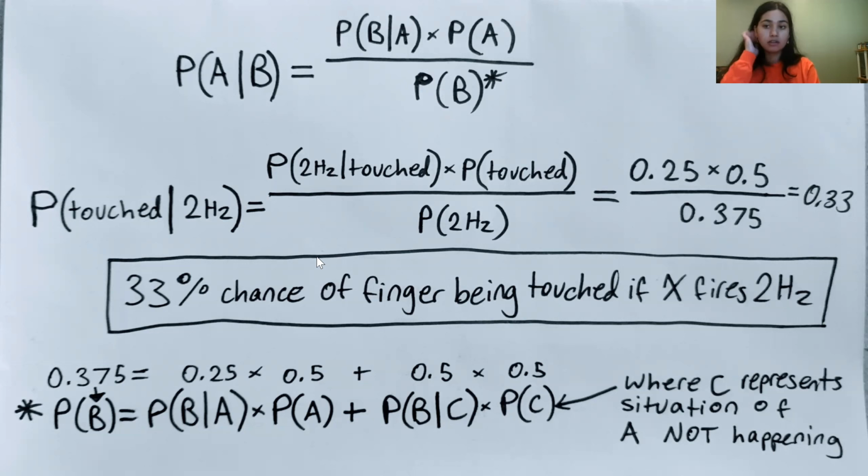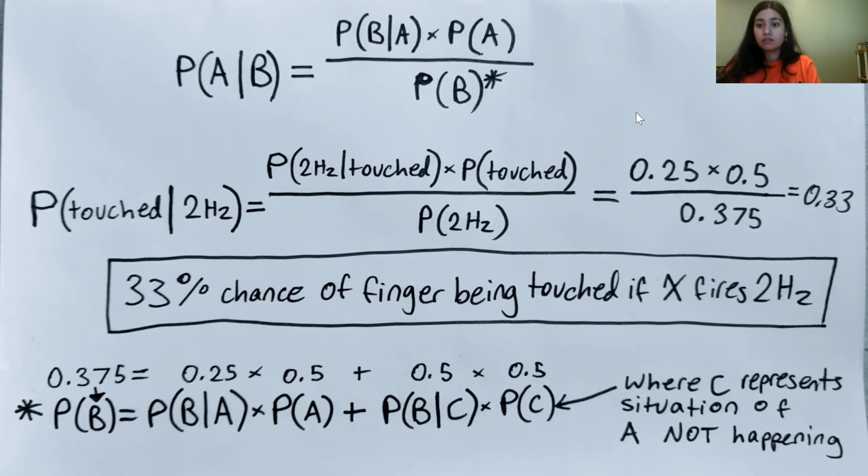Now, in our neurons and finger touch situation, situation A is going to be the finger being touched, and situation B is going to be the neuron firing 2 hertz. So we're trying to find the probability that the finger is touched given that neuron X is firing 2 hertz.